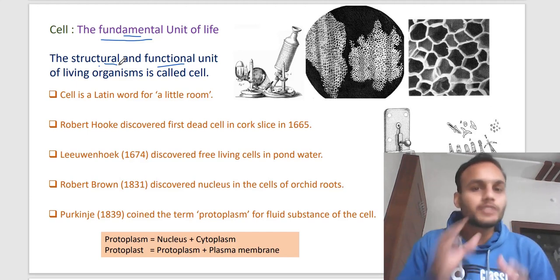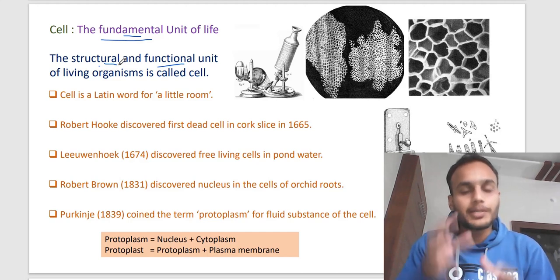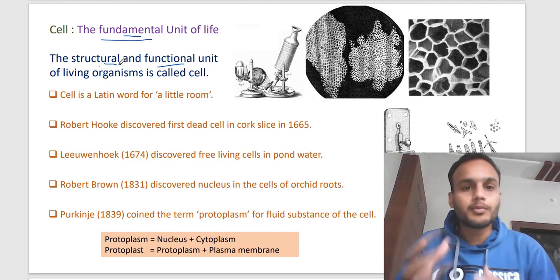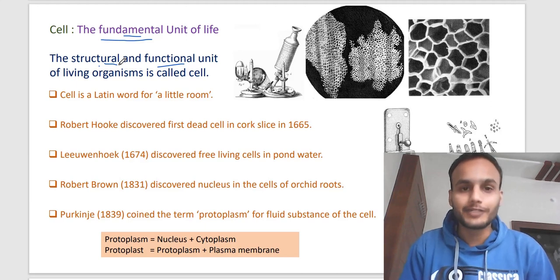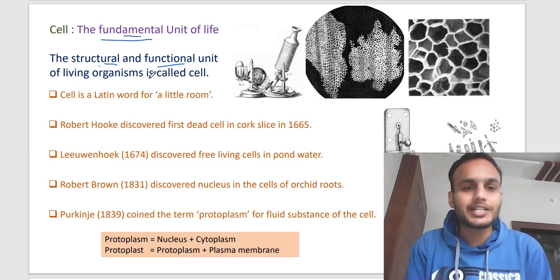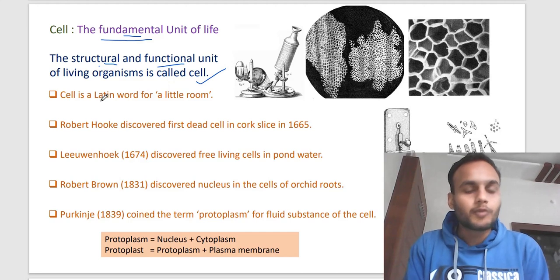And all the functions are also performed by a cell. If it is a multicellular organism, there are many different types of cells which coordinate to perform a function effectively. Right friends? So here it is simple. The cell is the structural and functional unit of living organisms. Got it? Okay.